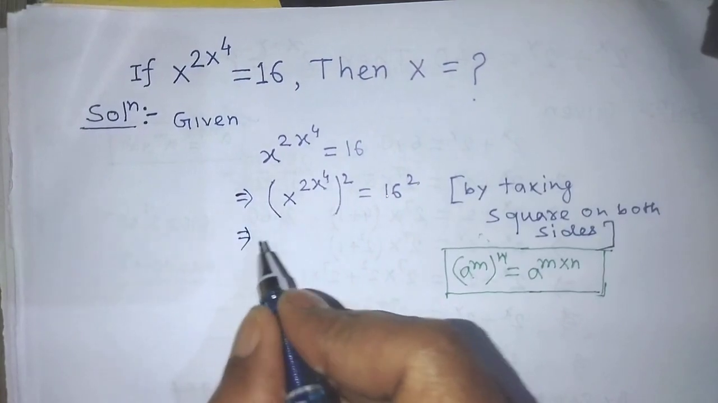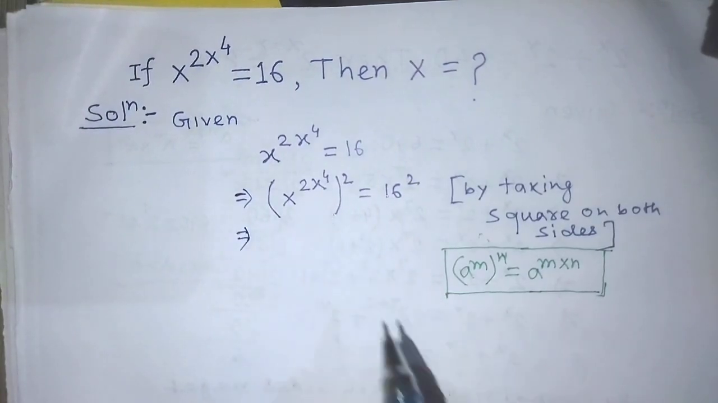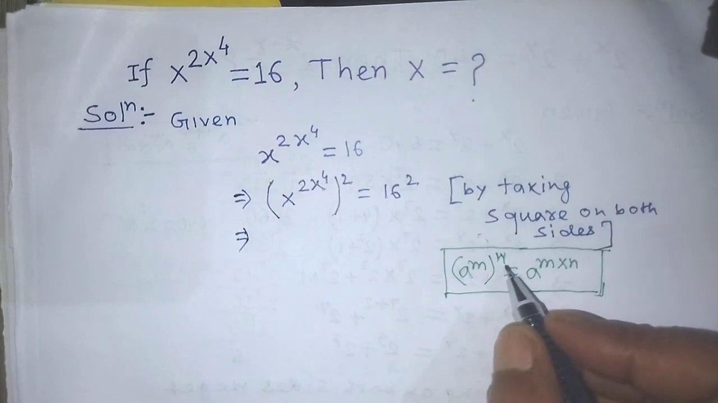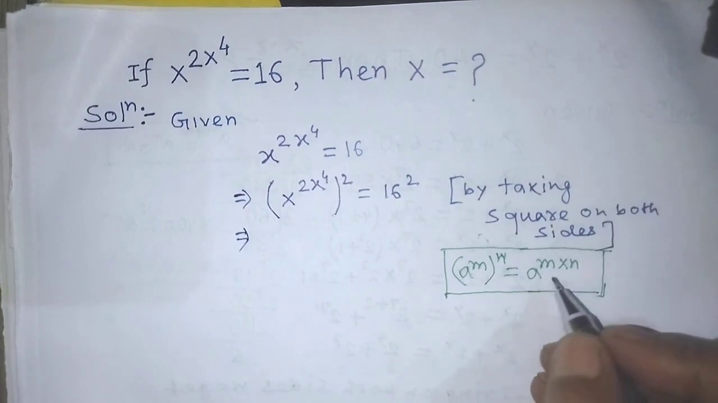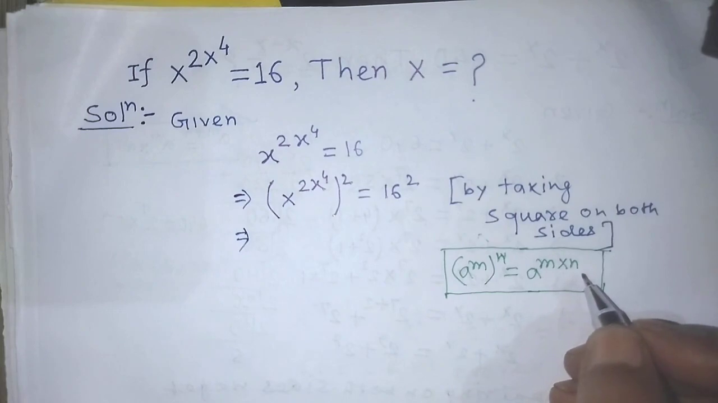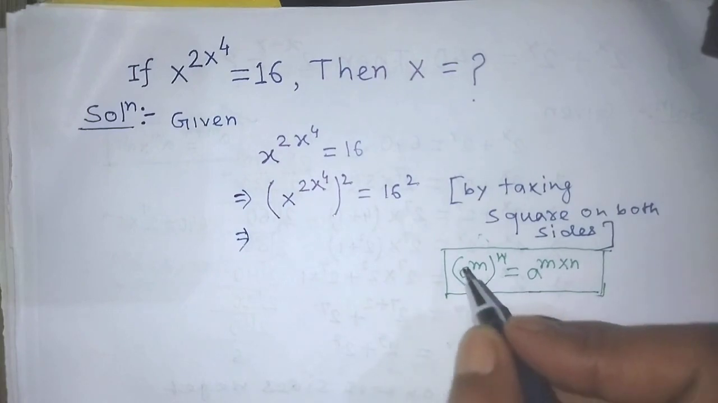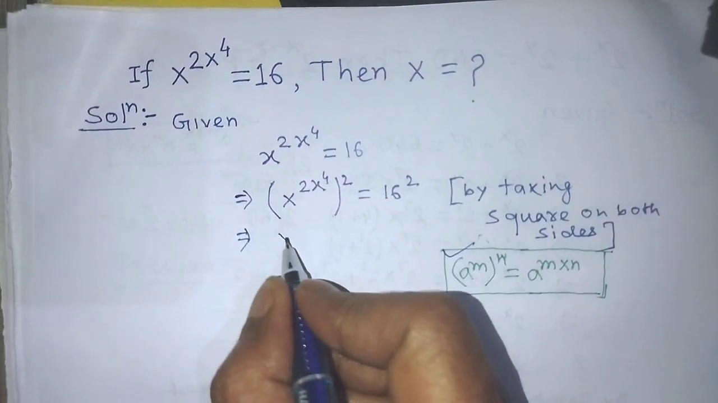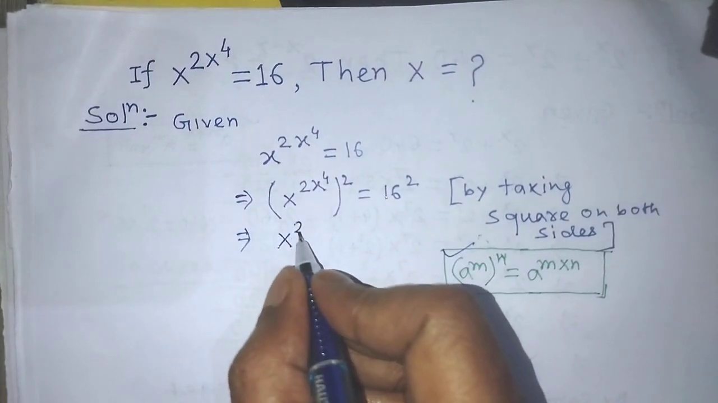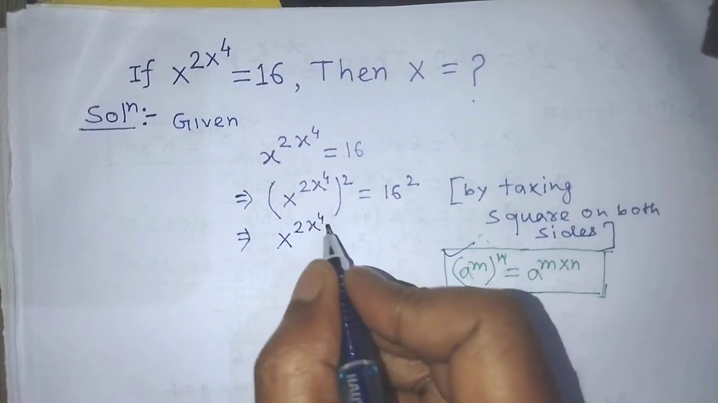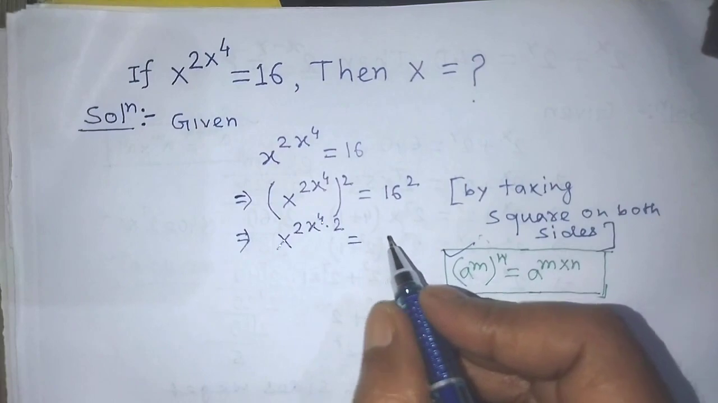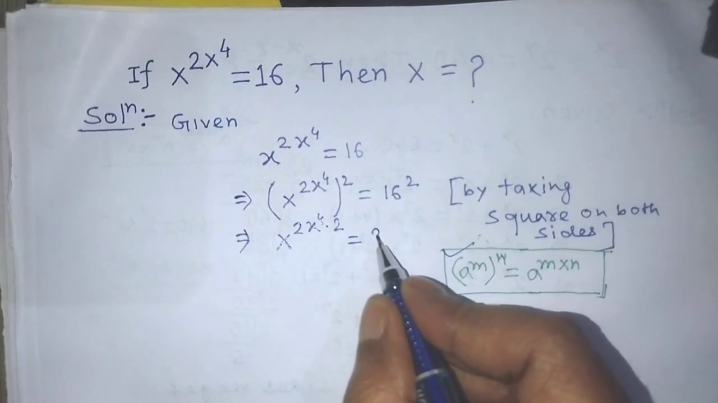To simplify the left hand side of this equation, we have to apply the formula (a to the power m) whole to the power n is equal to a to the power m times n. So according to this formula, we can write on the left hand side x to the power 2 times x to the power 4 times 2 is equal to, on the right hand side we get 256.